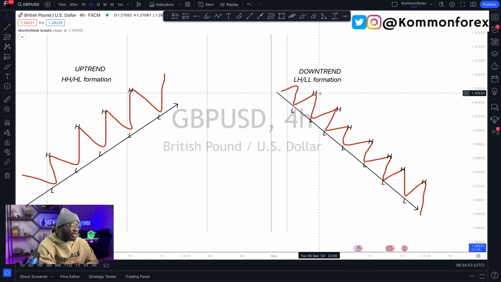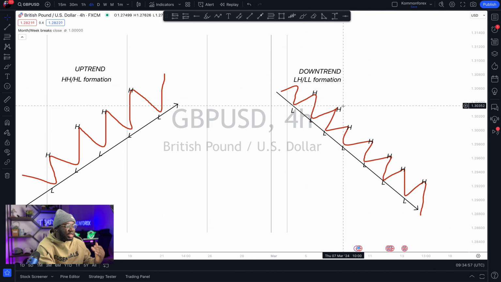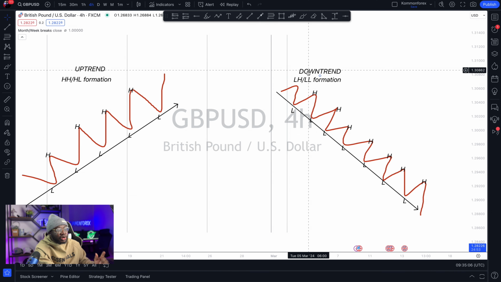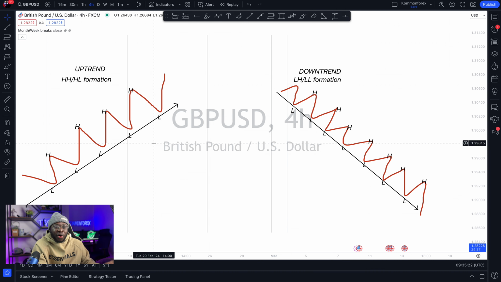So if you look at a downtrend, you have the initial high, initial low, but as the market keeps moving, what do you see? Each new high is lower than the previous high, each new low is lower than the previous low. So in summary, a downtrend is any trend which has what we call a lower high and then a lower low formation. Now on to the main trend strategy I use for beginners.